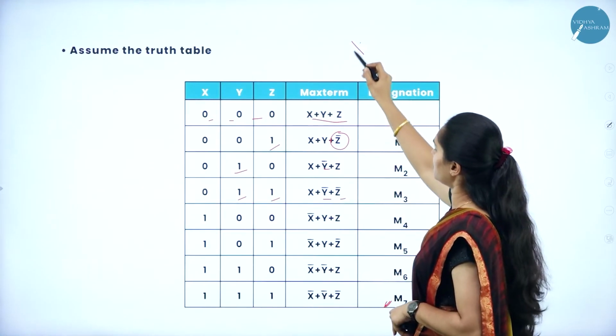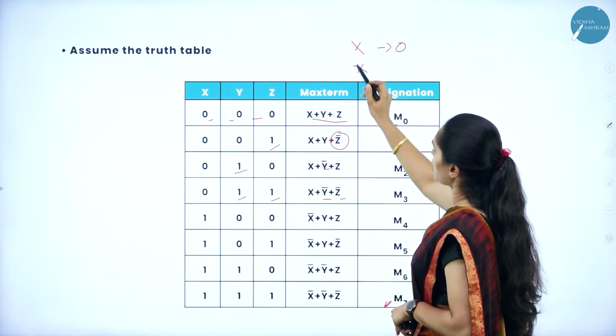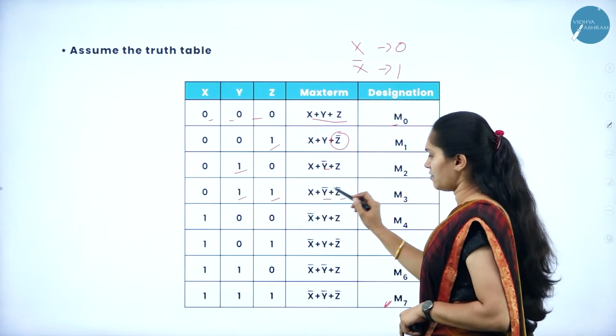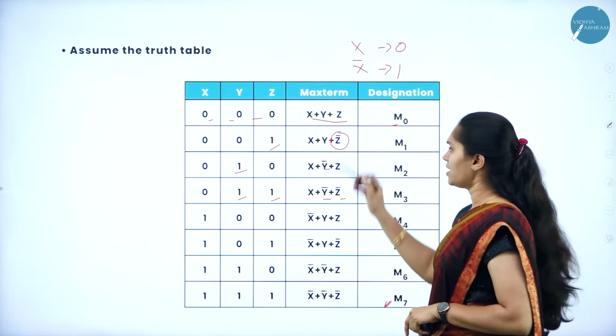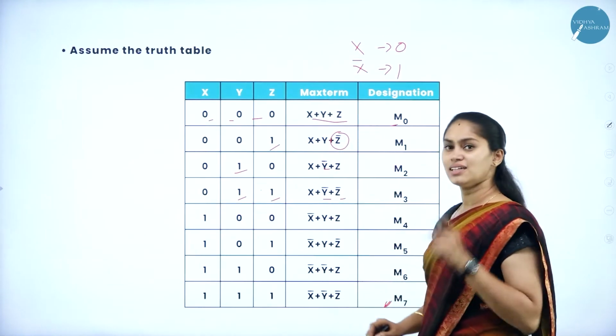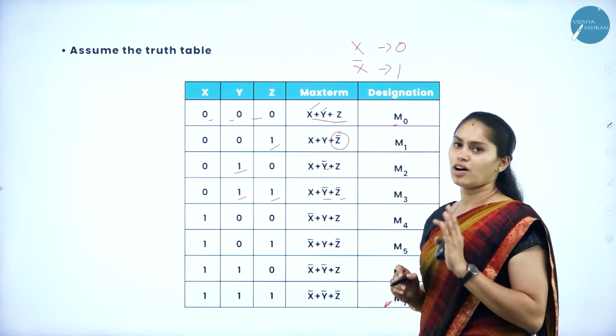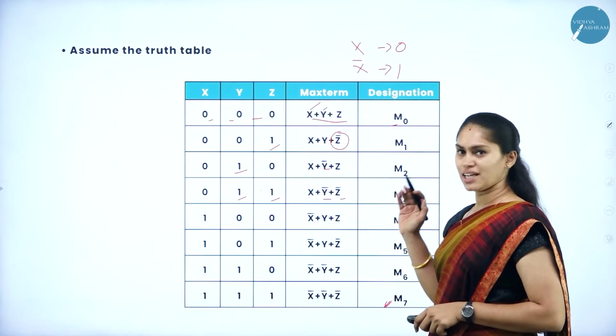So if it is a normal variable, it will be 0. If it is a complemented variable, it will be 1. So wherever we have 1, that variable needs to be complemented. And it is a sum of all the literals that can be either with or without complement, or with or without bar, within a logic system.